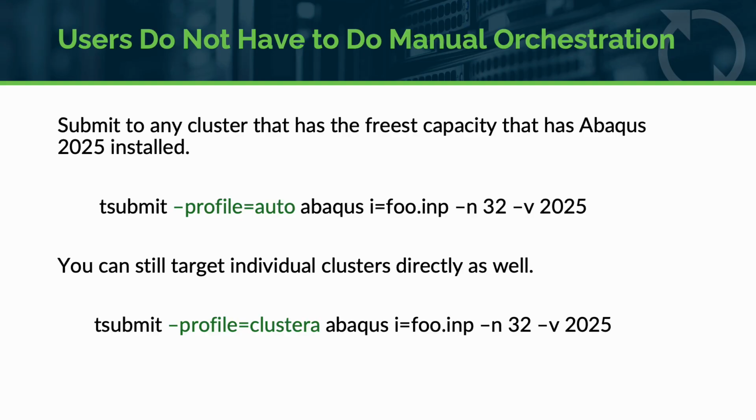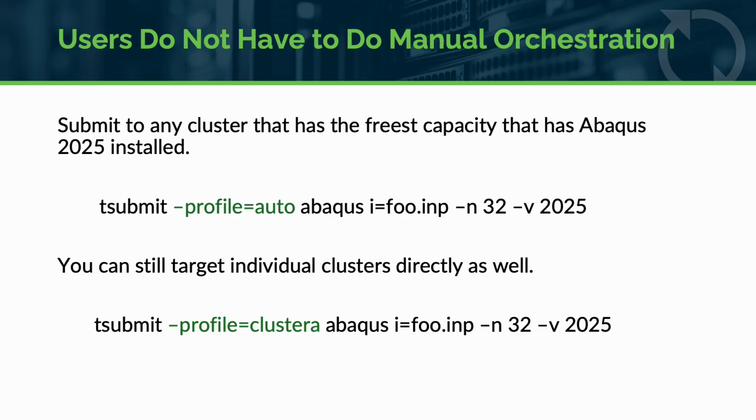The other thing is the manual orchestration of where are versions of the software, how do I get my data there? So this is kind of an example of our command line portal called T-Submit. I can just say, I have this Abaqus input deck, find me a version of Abaqus 2025 in the enterprise that has 32 cores available right now, and just take care of all the data movement. So I type this command, and we'll show this demo later.